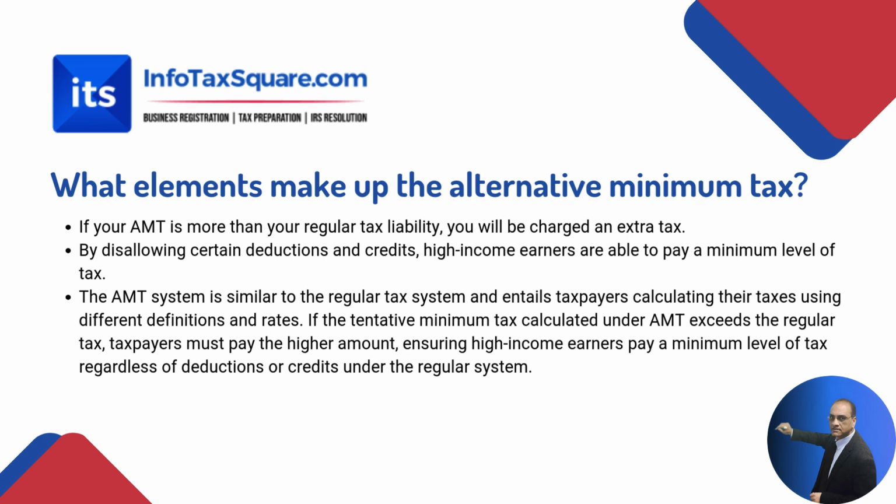Number one, if your AMT is more than your regular liability, you will be charged an extra tax. Number two, by disallowing certain deductions and credits, high income earners are able to pay a minimum level of tax. Number three, the alternative minimum tax system is similar to the regular tax system and entails taxpayers calculating their taxes using different definitions and rates. If the tentative minimum tax calculated under AMT exceeds the regular tax, the taxpayer must pay the higher amount, ensuring high income earners pay a minimum level of tax regardless of deductions or credits under the regular system.